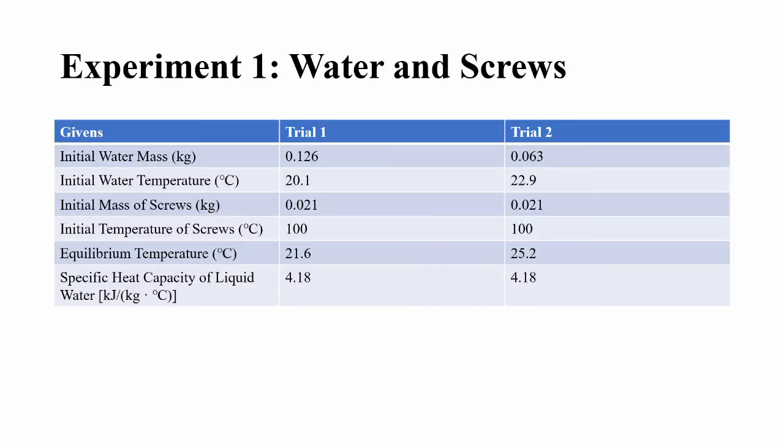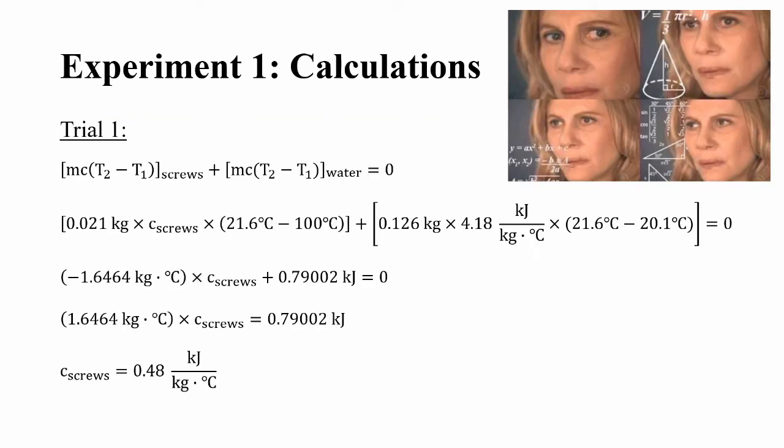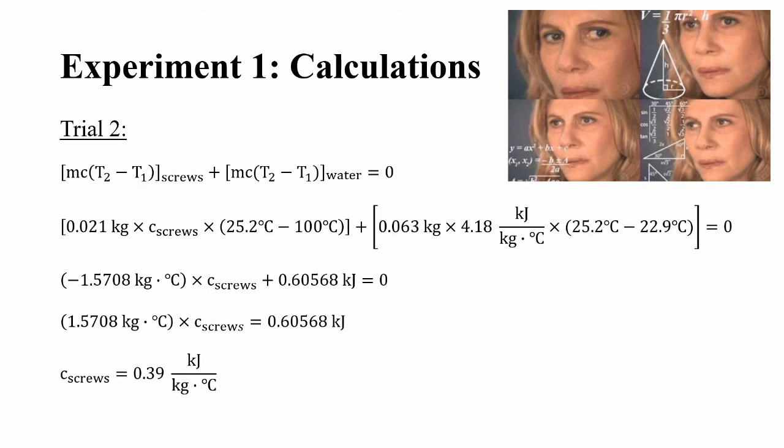Here is our experimental data for trial 1 and 2 of experiment 1. We plugged in the values from the previous slide into our equation and got that the specific heat capacity of the screws was 0.48 kilojoules per kilogram times degrees Celsius. We repeated this calculation for trial 2 and got a specific heat capacity of 0.39.